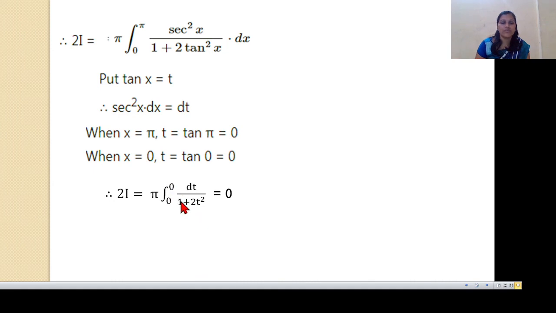So we see that here the upper limit and lower limit are both 0. So the answer of this term will be 0. So the final answer I is also equal to 0.